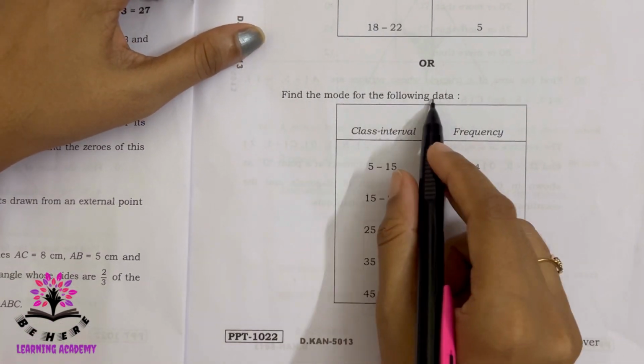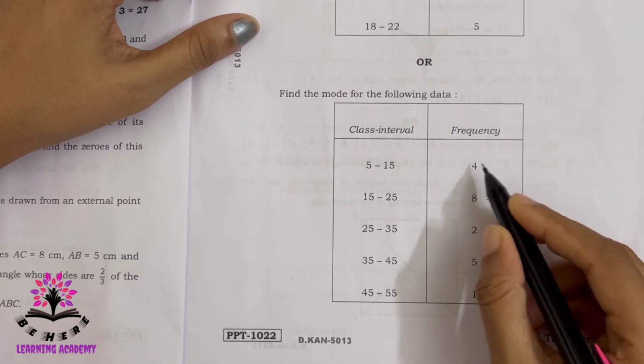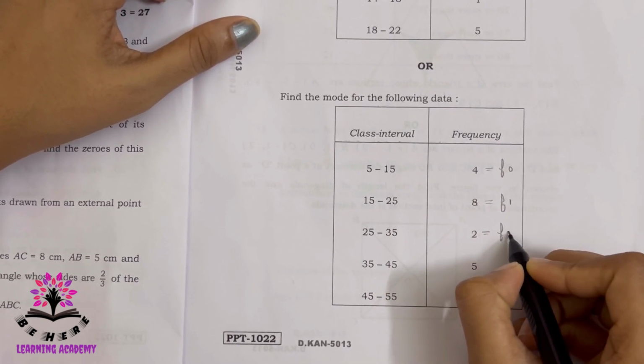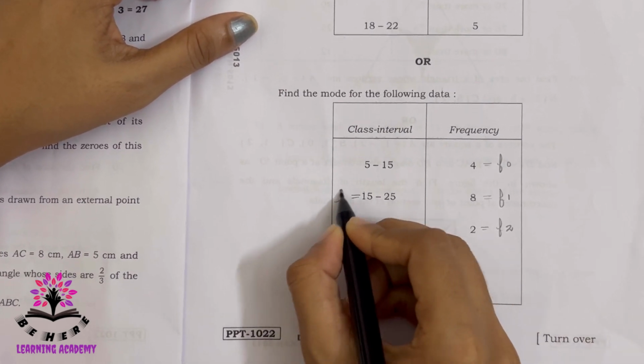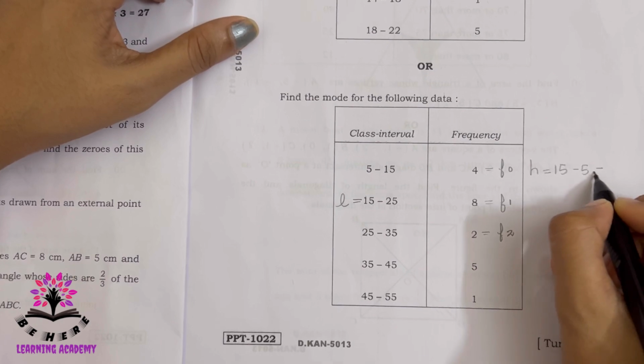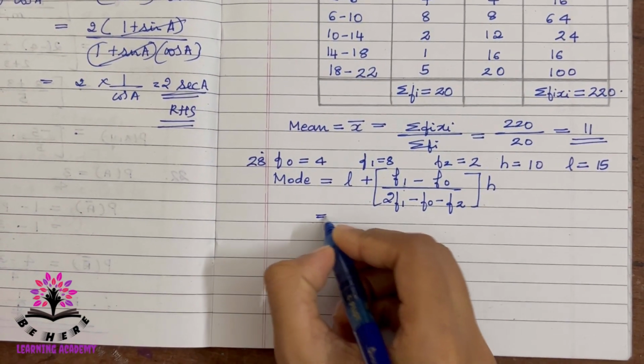Next question, you have to find out the mode here. So this becomes your F1 since it is the biggest number. This is F0, this is F2, 15 becomes L and h is equal to 15 minus 5, that is equal to 10. So I have already written the formula and values here. Let us substitute it.